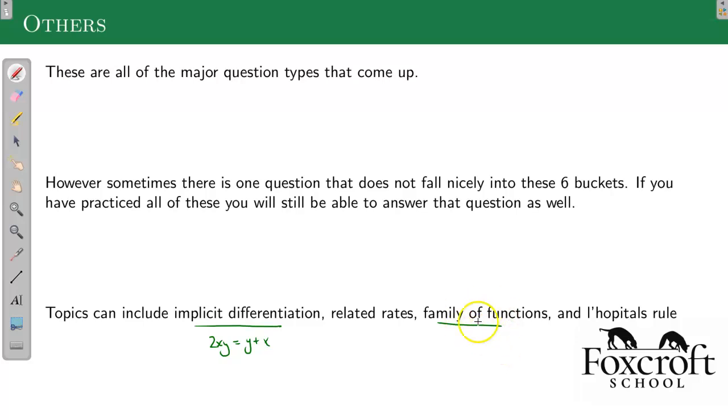Families of functions, so asking questions about exponentials and things, and then a L'Hopital's rule question might also pop up. Generally, this is also just a part, like part B. They'll say like f of x is h of x over g of x, and what is the limit as x approaches 1 of f of x? It's just a single part that would be L'Hopital's rule.